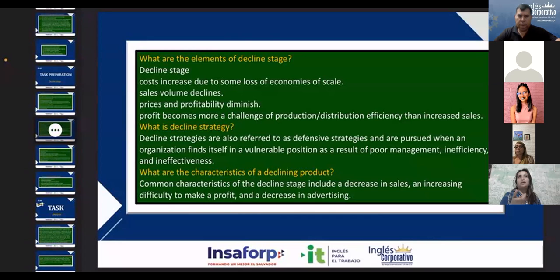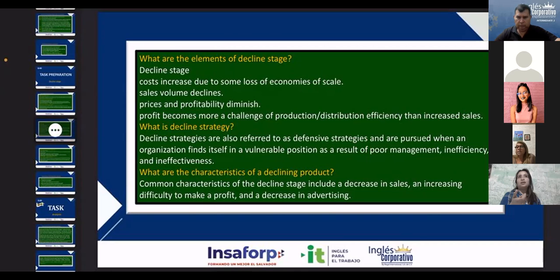What is the decline strategy? Decline strategies are also referred to as defensive strategies and are crucial when an organization finds itself in a vulnerable position as a result of poor management, inefficiency, and ineffectiveness.